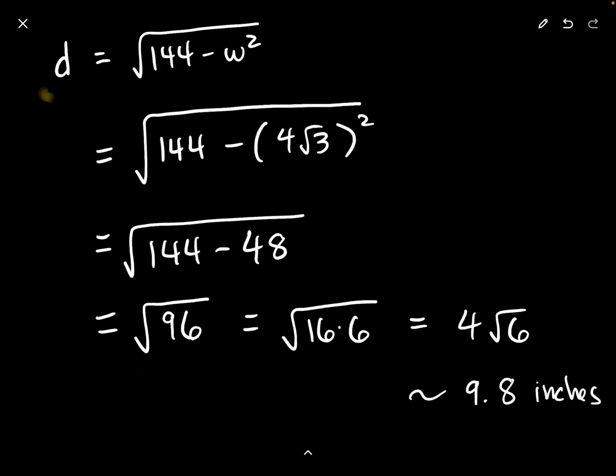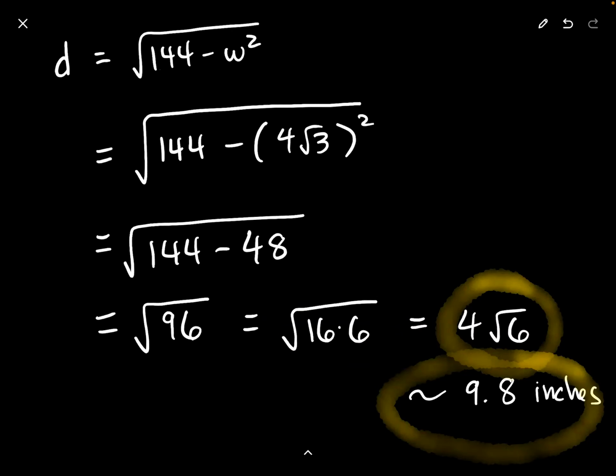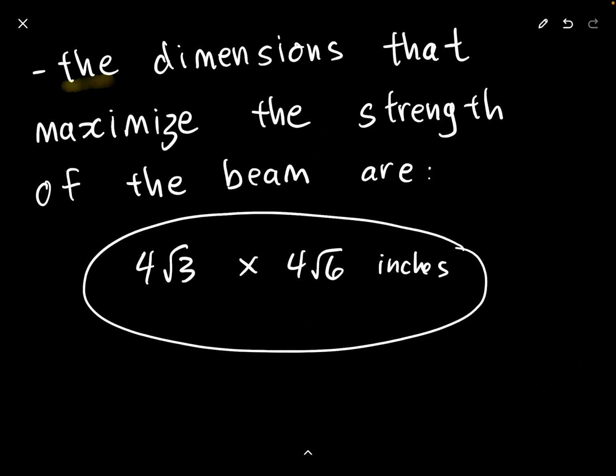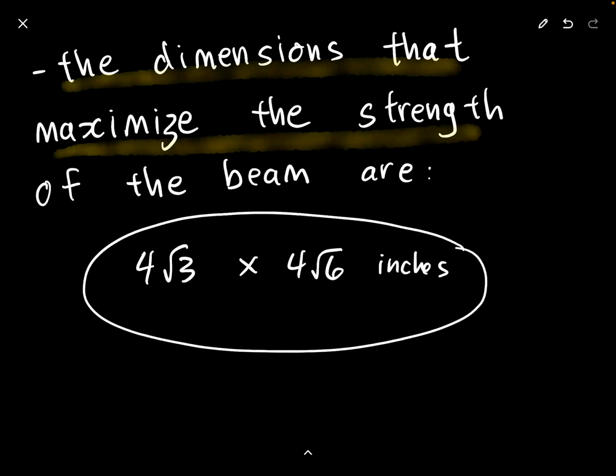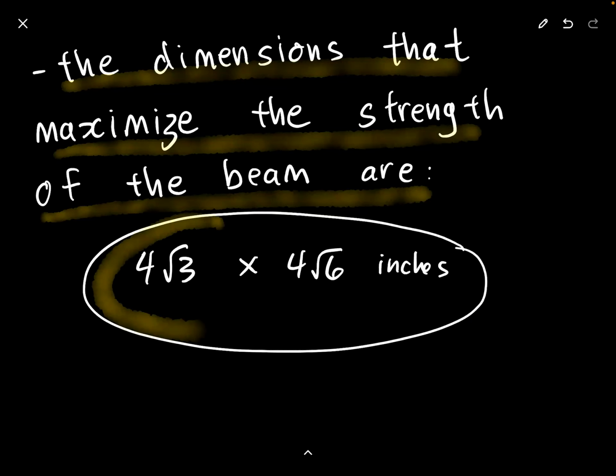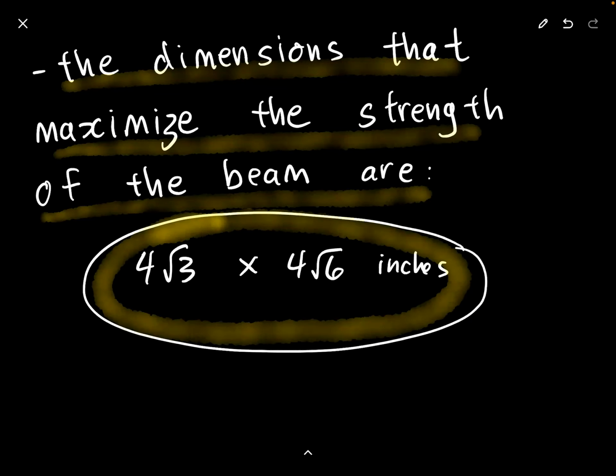Next we will plug in w to solve for d. So d is the square root of 144 minus w squared. W is 4 root 3. So check if you get that d is the square root of 96, which is the square root of 16 times 6. So d is 4 root 6 inches, or around 9.8 inches. So the dimensions that maximize the strength of the beam are 4 root 3 by 4 root 6 inches.